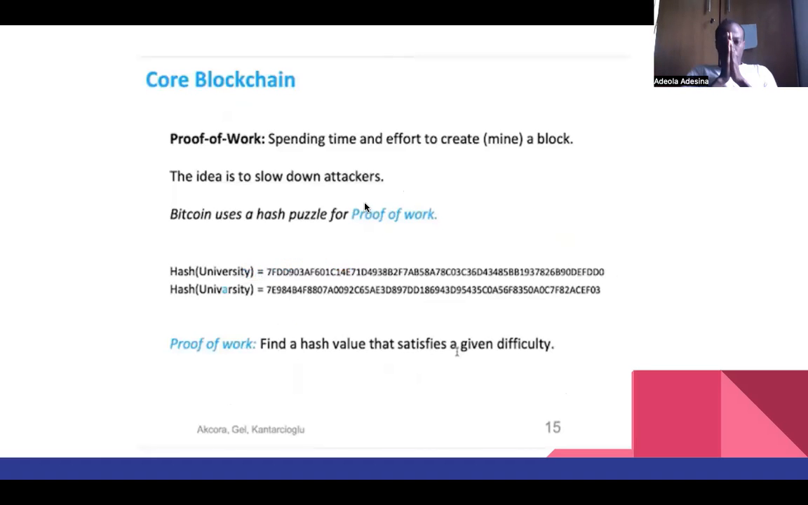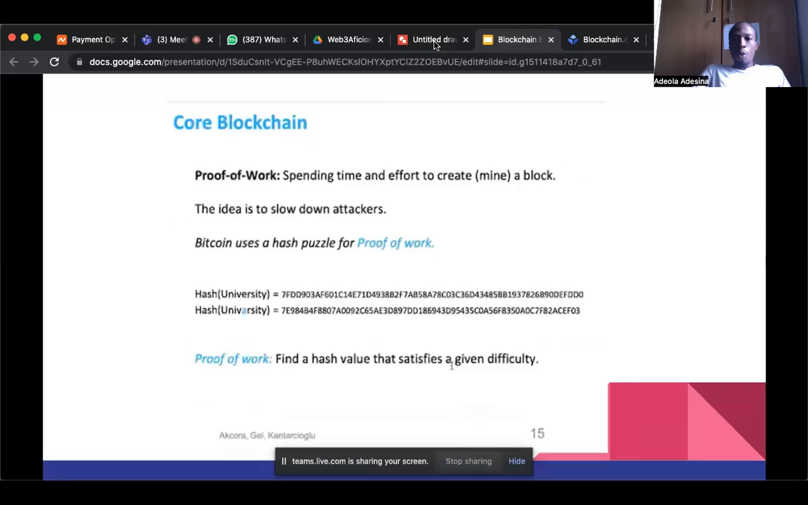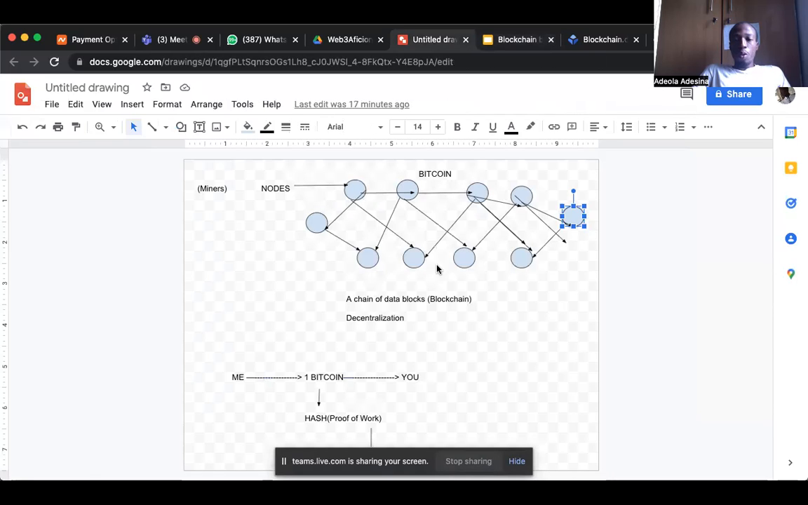So now, what miners basically do is that they find something called the hash, right? So let's forgo the database example and think about Bitcoin now.